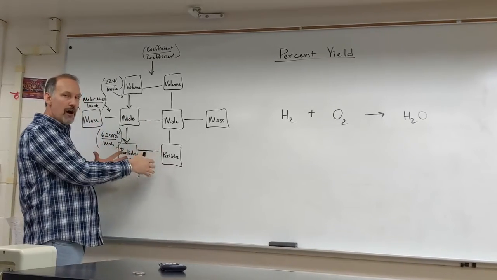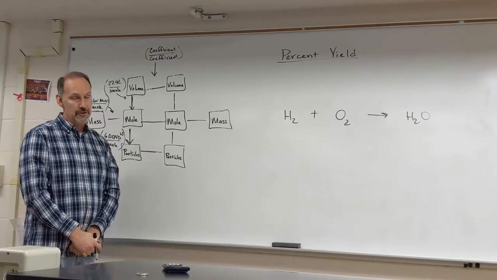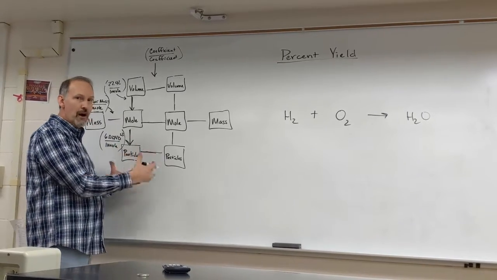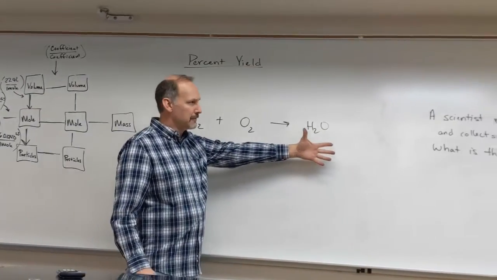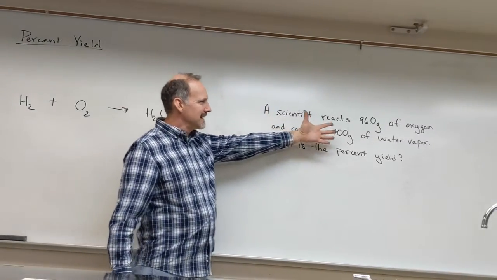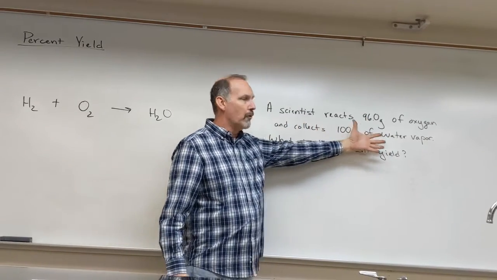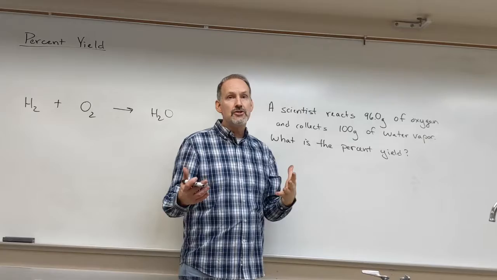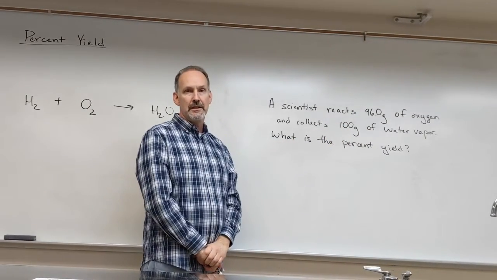So for you to draw this with all of your problems on this upcoming test is one of the smartest things you can do. Do not think that drawing this is an issue. So here we go. Here's my word problem way down here. We have a scientist reacting 96 grams of oxygen, and he collects 100 grams of water vapor. And we know that oxygen and hydrogen make water, okay? And the question is, what is the percent yield?